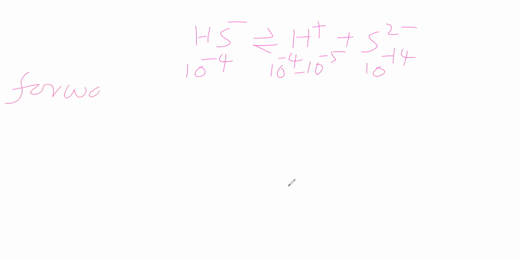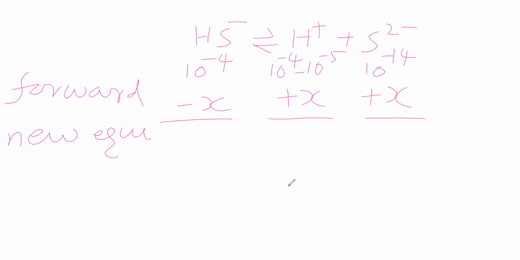Now we are writing this equation: HS minus, H plus and sulfide. HS minus we said 10 power minus 4. H plus we said 10 power minus 4 minus 10 power minus 5. Sulfide is 10 power minus 14. Now forward is favoring, which means HS minus is disappearing, H plus is appearing, sulfide is appearing. So after some time, the system is attaining a new equilibrium.